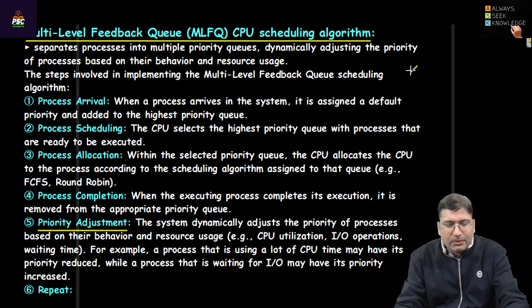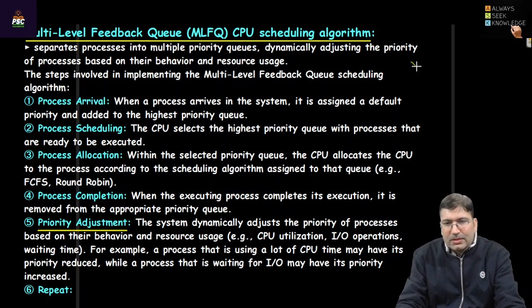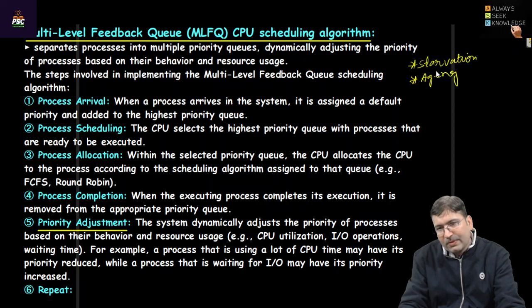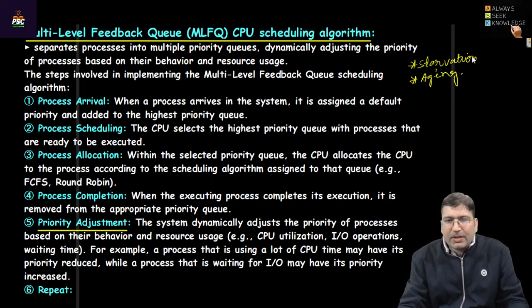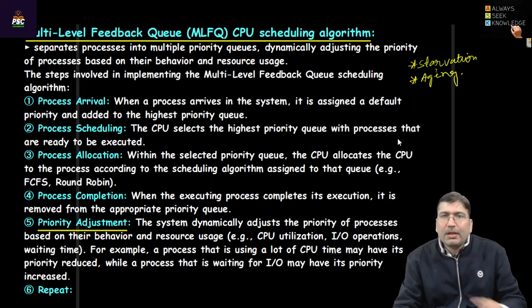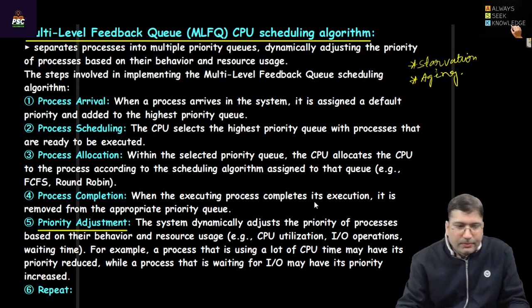Okay, so remember two terms, starvation and aging. These are important terms. So one is starvation and another is aging. Aging is one of the mechanisms which solves the problem of starvation in multi-level queue scheduling, right? And these steps will be repeated.